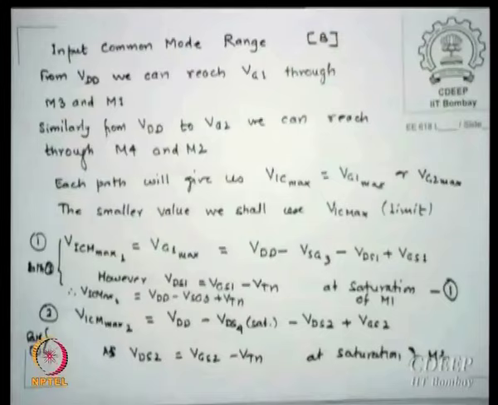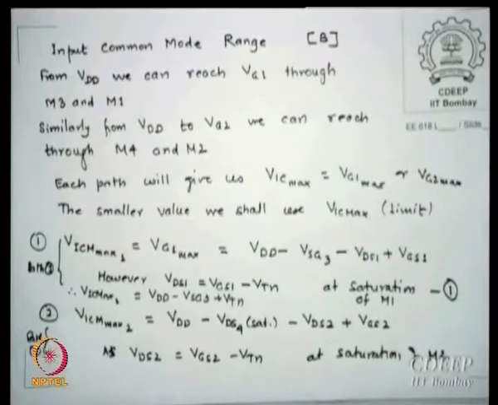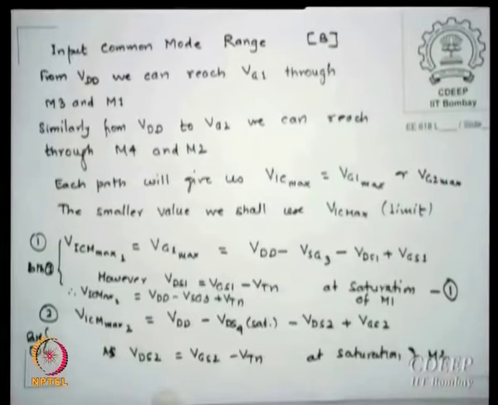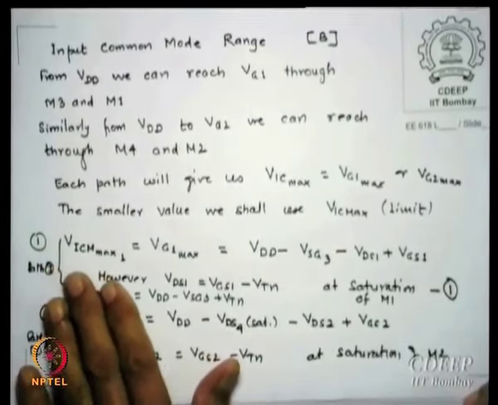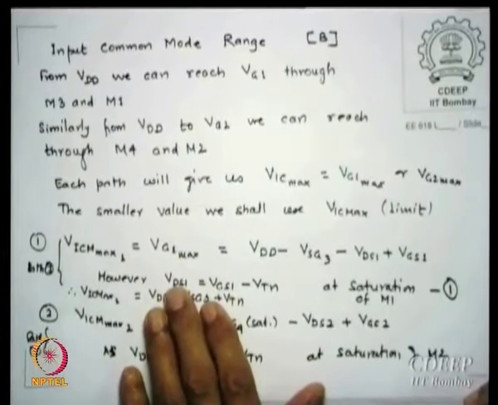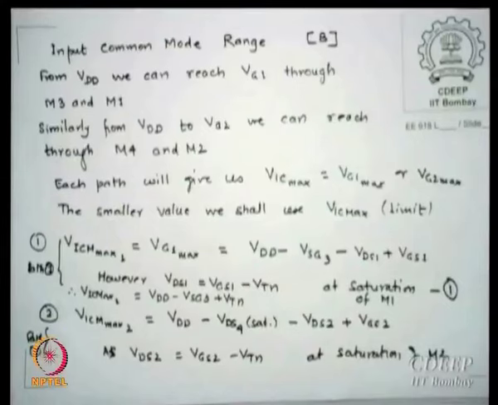Because lesser, why should I choose? Because I am finding the limit up to which the device will remain in saturation. Is that correct? So I will figure out two VICMs, okay, and then I will say which one is smaller, that I will use. So here are the two ways of doing it. Path 1, which is VICM maximum 1, is VG1 max. Please remember, what is the input common mode value, which is the input maximum value available to you, which allows the device to remain in saturation. So it is VG1 max. How much is VG1 from the figure?